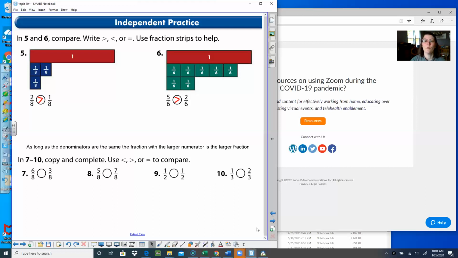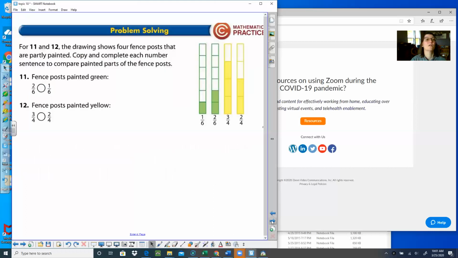Okay, on to our problem solving now. For number 11 and 12, the drawing shows 4 fence posts. Okay, so we can see our little fence posts over here that are partially painted. Copy and complete each number sentence to compare the painted parts of the fence posts. So you are writing 2/6 and 1/6. So you're looking at these 2 fence posts.